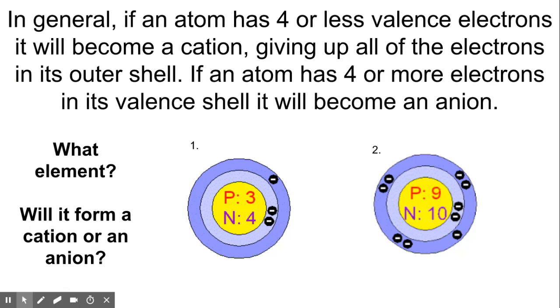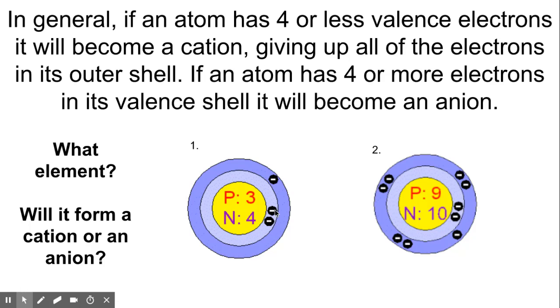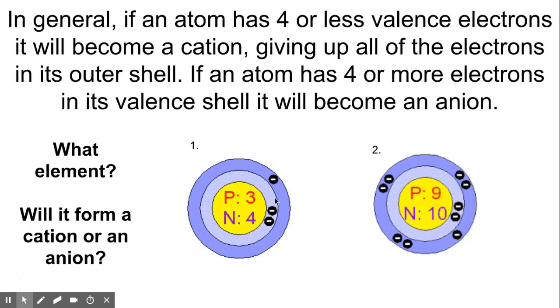Determining whether an atom will become an anion or a cation depends on how many electrons are in the valence shell. We know that in this first shell, closest to the nucleus, we can fit a maximum of 2 electrons. In all the other shells on the outside, we're going to be able to fit up to 8 electrons. In the outermost shell, if there are 4 or less valence electrons, and those are outermost shell electrons, it is likely that that atom will become a cation. So it's going to give up those electrons if it has 4 or less.